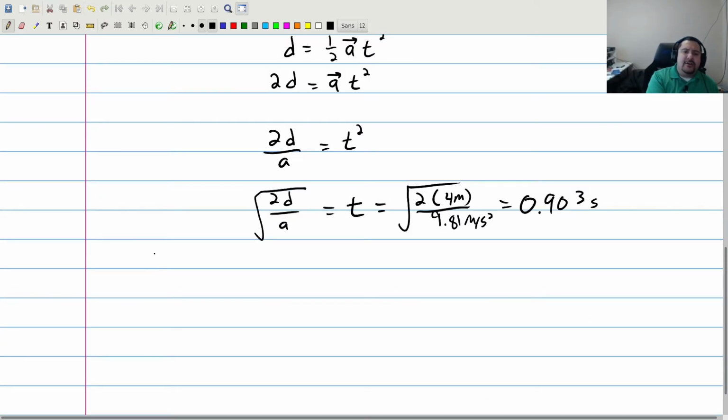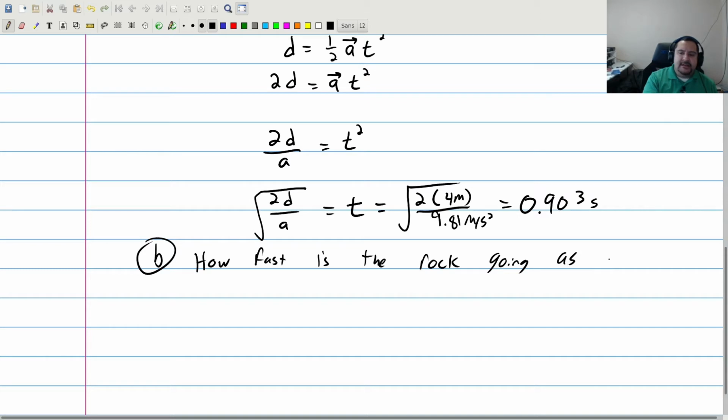So our second part of this question, letter B, is going to be how fast is the rock going as it hits the ground? Now, I'm not asking about after it hits the ground. I mean, obviously it comes to a stop and that goes to zero. When you hear a question like this in physics, they're asking, it's accelerating, it's accelerating, it's accelerating. What's the fastest speed it's going right before it runs into the ground and slows down and stops?